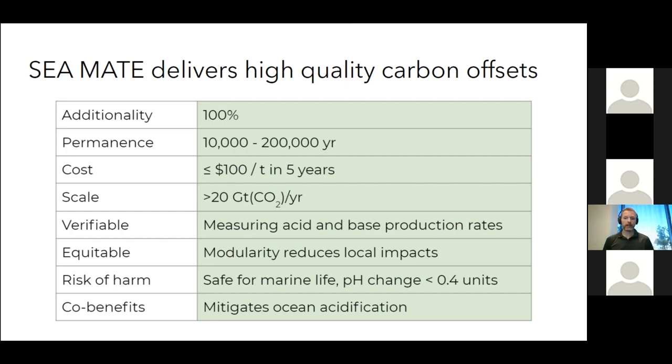In terms of verification, we can measure directly the moles of acid and base that we're producing, and then ground truth that to the tank and field test experiments where we verify the chemistry of what's going on, and combine that also with the modeling of the sites. In terms of equity, the fact that it's modular means that it's not these centralized plants that impose on regions, but rather can be more equitably distributed because it's in these shipping containers and modular. Risk of harm, we've designed it so that the pH change is less than 0.4 units, and that's a temporary maximum at the point of dispersal.